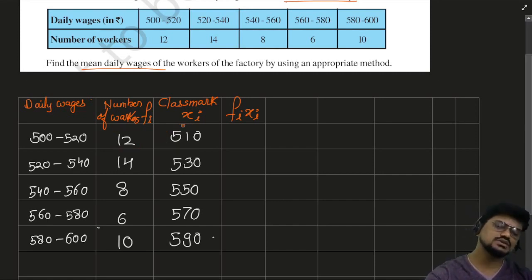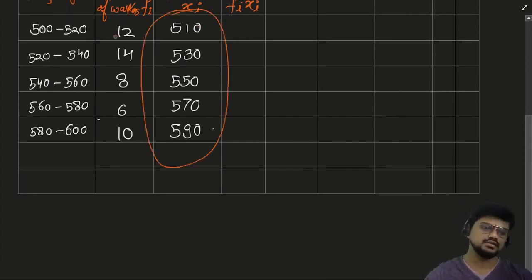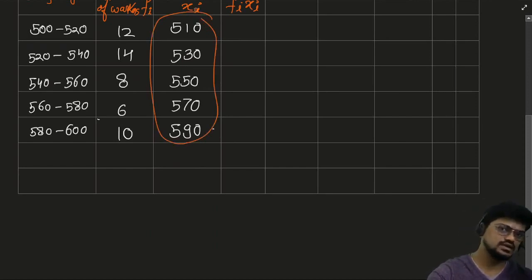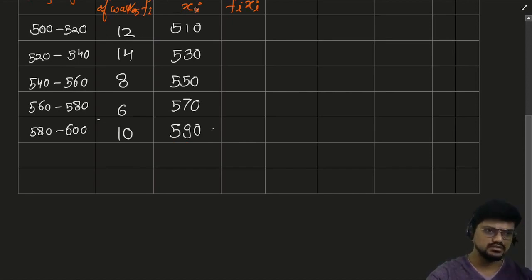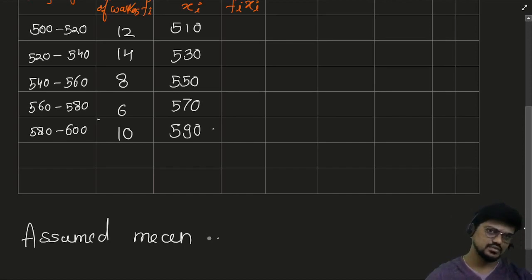Now whenever we want to use a shortcut method, we'll have to assume one of them as the mean. The values which you have over here, 510, 530, 550, 570, and 590, you have to consider one of them as your assumed mean. Always take the middle value. Since there are 5 readings, you take the middle one as the assumed mean. It is better, always take the middle one as your assumed mean.